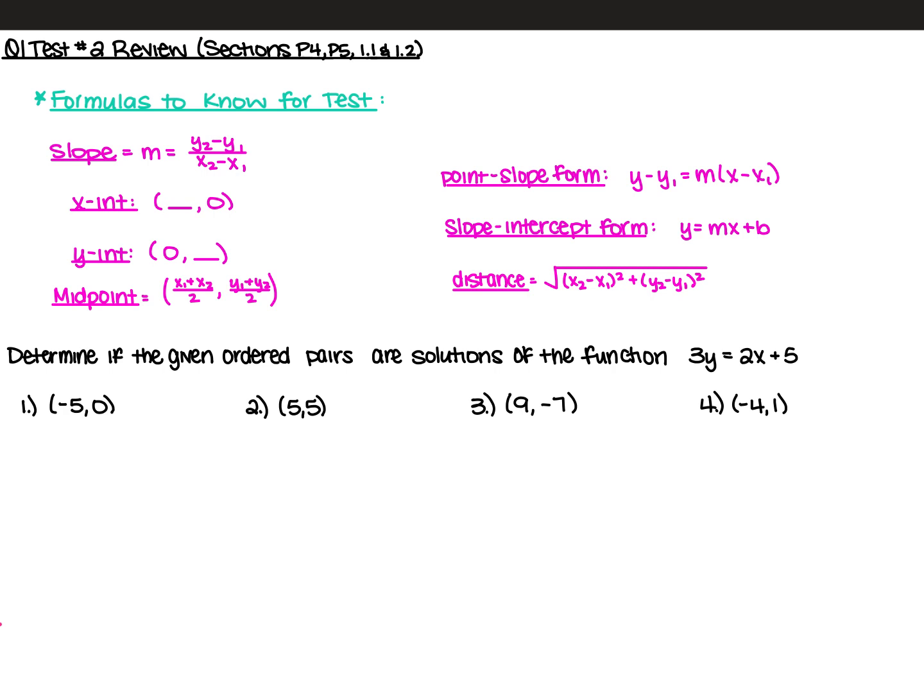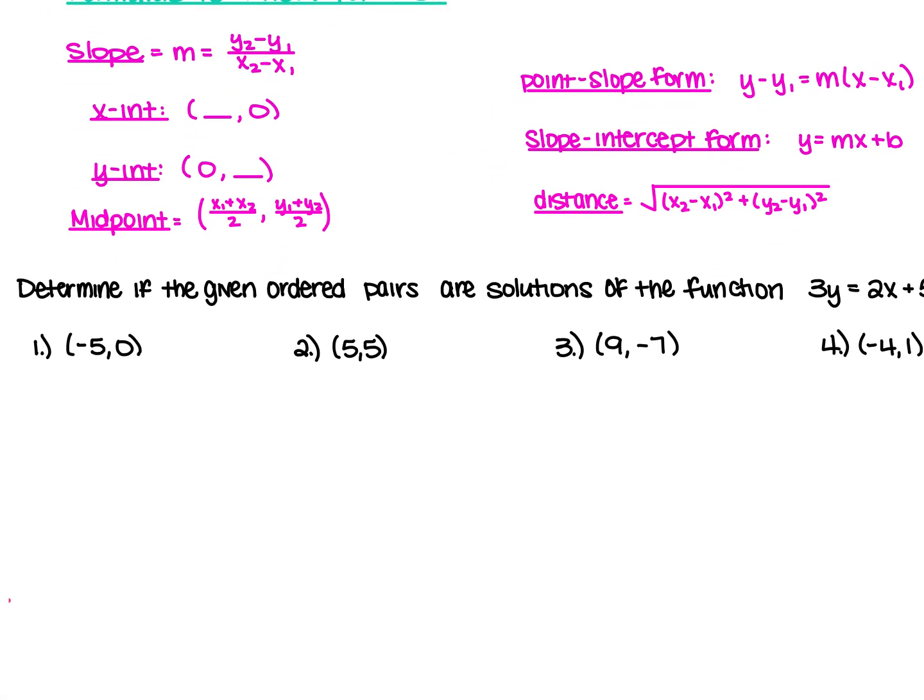Your first section of your review tells you to determine if the given ordered pairs are solutions of the function 3y is equal to 2x plus 5. So for number 1, we're given negative 5, 0. We're going to plug in the negative 5 for x, the 0 for y. That's going to give us 3 times 0 is equal to 2 times negative 5 plus 5. So from here, you're going to have 0 is equal to negative 10 plus 5. This then simplifies to give you 0 is equal to negative 5. This is not a true statement, so you would just give no as your answer.